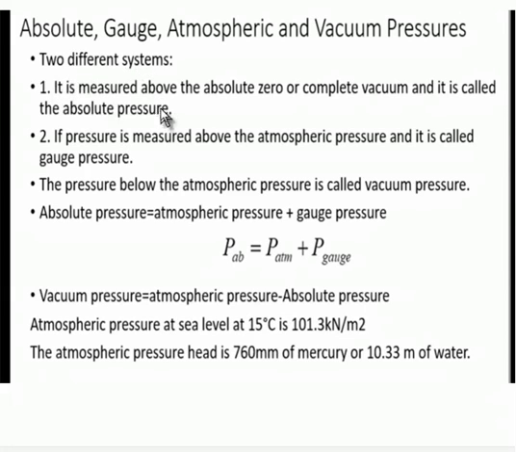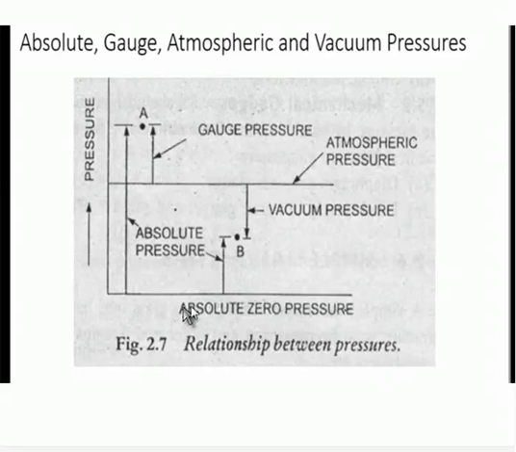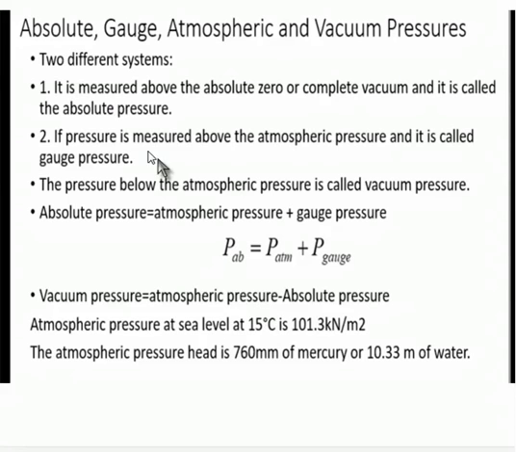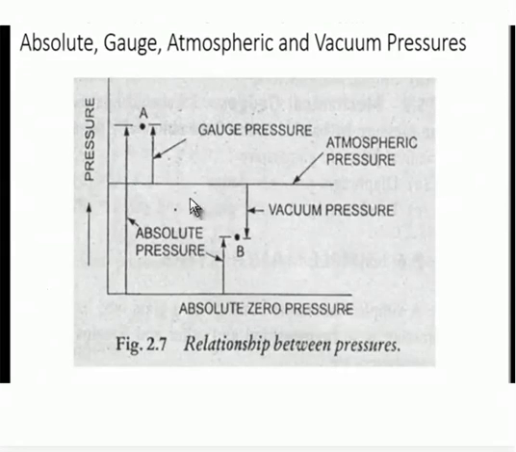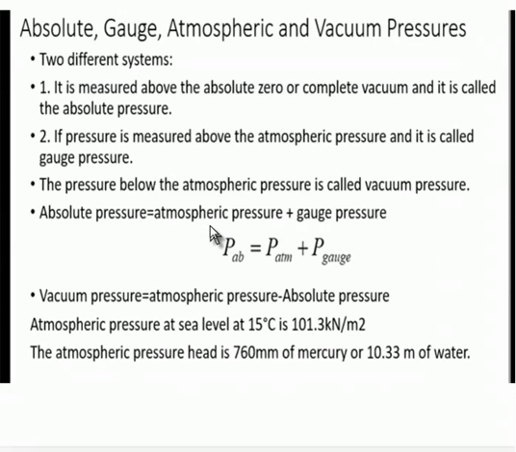There are two different systems. One is measured above the absolute zero or complete vacuum, and it is called the absolute pressure. That is one system. The second one is if the pressure is measured above the atmospheric pressure, it is called the gauge pressure. If you take the atmospheric pressure as the reference line, or the absolute zero pressure as the reference line, then we can define gauge pressure, vacuum pressure, and absolute pressure. Those two systems are shown here.